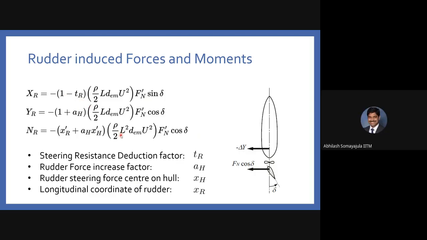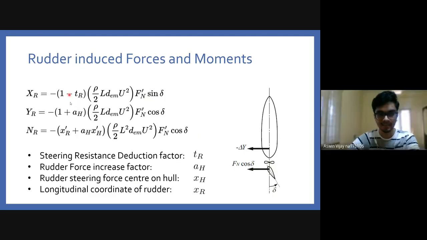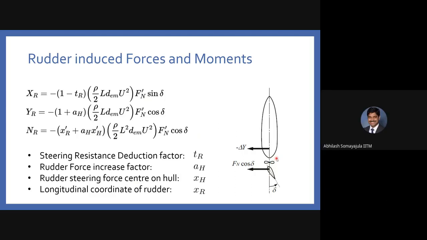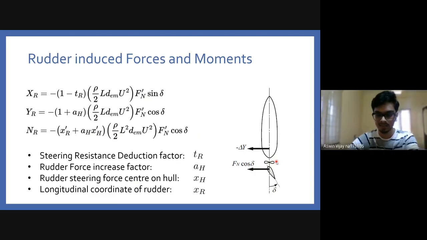So the steering resistance deduction factor, that is coming primarily because of which phenomenon? The TR. Yes. It is due to the rudder, and I think it's due to the flow velocity changing. No, is it because of the tangential force on the rudder which you are not considering? Is that a factor to account for that, or is it something else? I'm not sure about that. I want to check up on that.